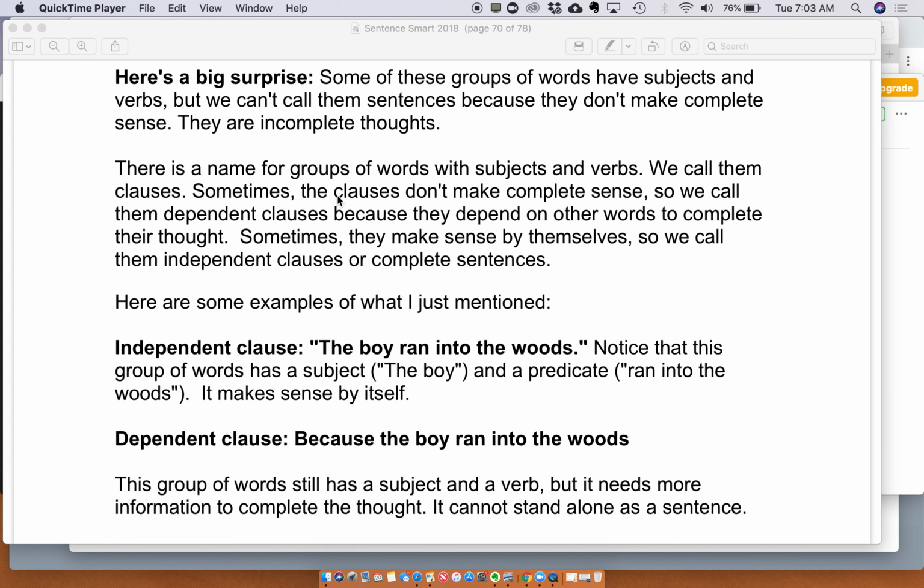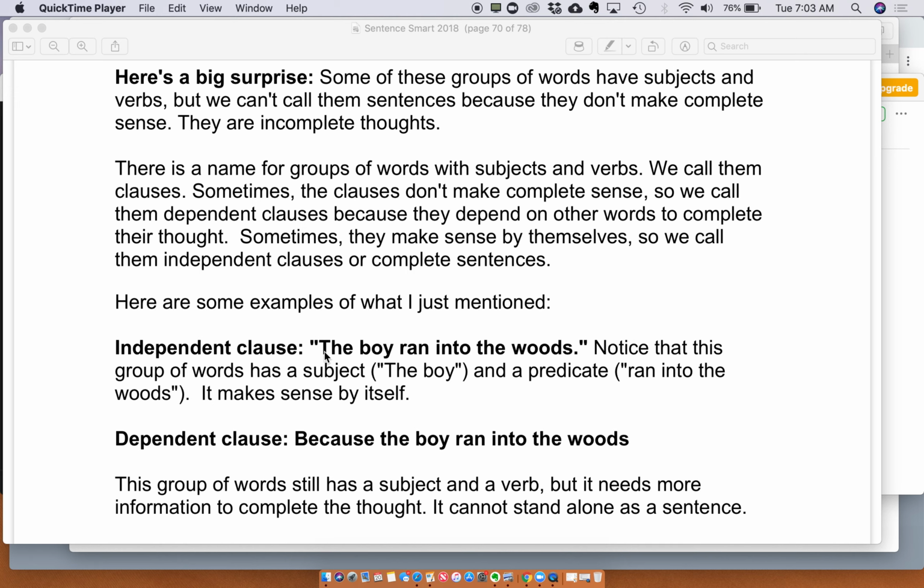Now, let's continue with clauses. There's a name for groups of words with subjects and verbs. We call them clauses. Sometimes the clauses don't make complete sense, so we call them dependent clauses because they depend on other words to complete their thought. Sometimes they make sense by themselves, so we call them independent clauses or complete sentences. Here are some examples of what I just mentioned.